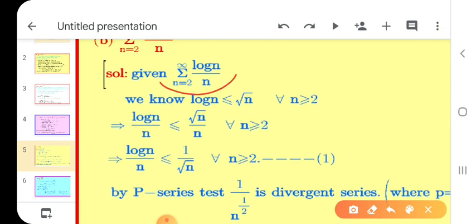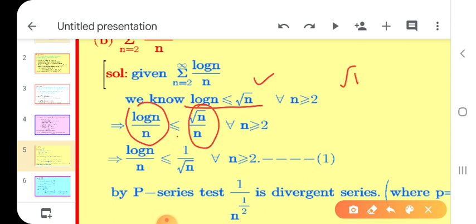This is our given series, log n by n. Already we know that log n is always less than or equal to root n. Every time we have to write, for all n greater than or equal to 2, the summation n equals 2 to infinity. First I write log n less than or equal to root n. After that I divide by n on both sides. So log n by n is less than or equal to root n by n.